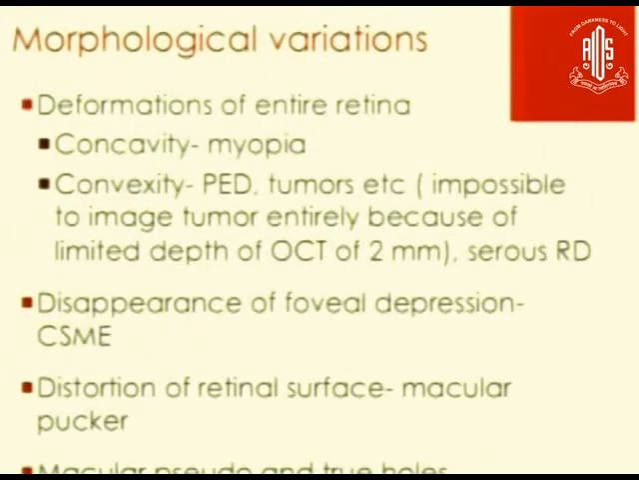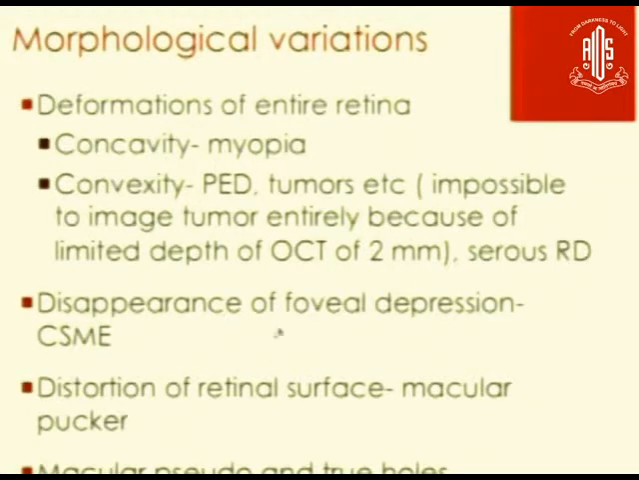Okay? So the morphological variations are the deformations of the entire retina. It could be concave in myopia, you can see it clearly on the OCT. It can be convex or elevated as a pigment epithelial detachment or a tumor. You can never image the entire tumor, so don't use OCT to image a choroidal melanoma, because as I said, its entire depth is only 2 millimeters. And we know that it's only beyond 3 millimeters you start suspecting a melanoma compared to a nevus. So below 3 millimeters you still call it a nevus, etc. So you do not use OCT to image a melanoma. You can image a hemangioma to some extent, but not many tumors.